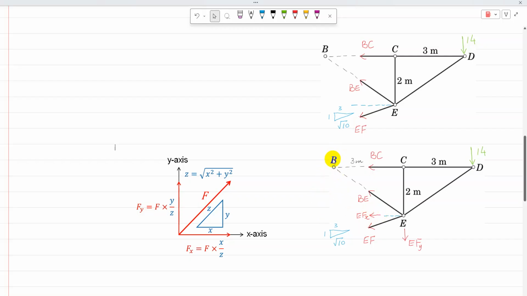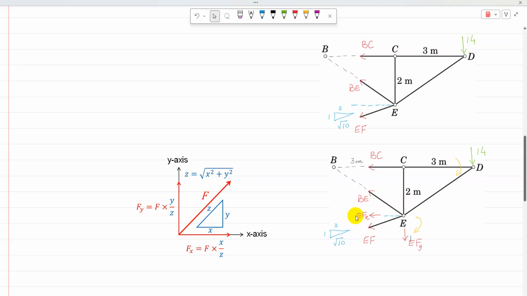For the moment equation about point B, the first one is 14. That is the line of action of 14, and the perpendicular distance from the line of action of 14 to B is BCD, which is equal to 6 meter. And 14 is going to produce a moment in the clockwise direction. The next one, the line of action of EFY is along CE, and its perpendicular distance is BC. So EFY is going to produce a moment in the clockwise direction.